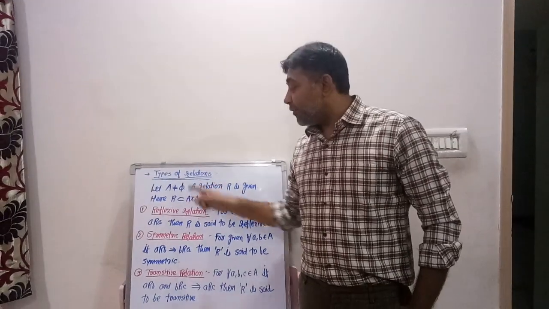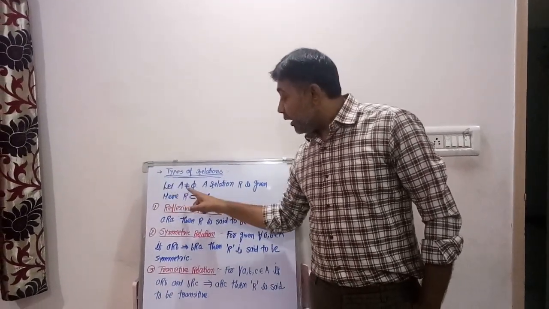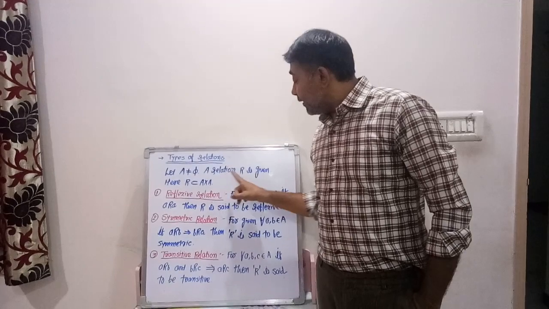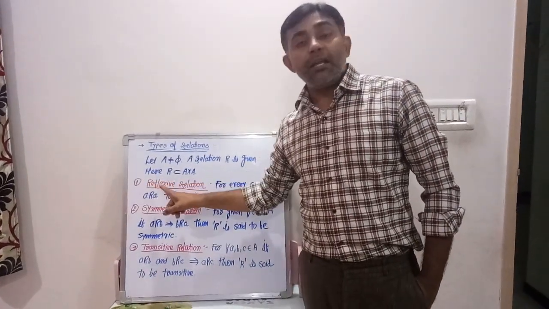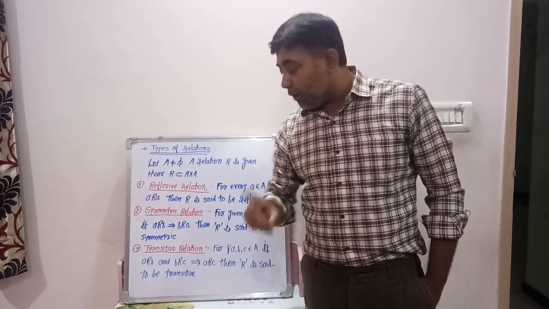Let us see the types of relations. Let A be any non-empty set. A relation R is given. It means any kind of relation is given. We know that then the relation is always a subset of A cross A.